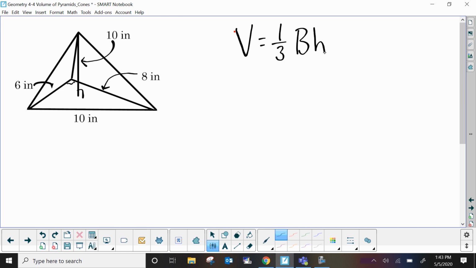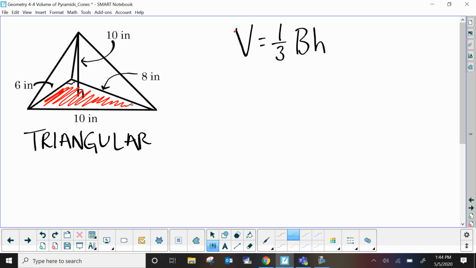All right, so this is a triangular pyramid. It is a triangular pyramid, and I know it's a triangular pyramid because I see that this base is a triangle. And furthermore, I know that it is a right triangle because of this right angle right there. Okay. Now, think about that.